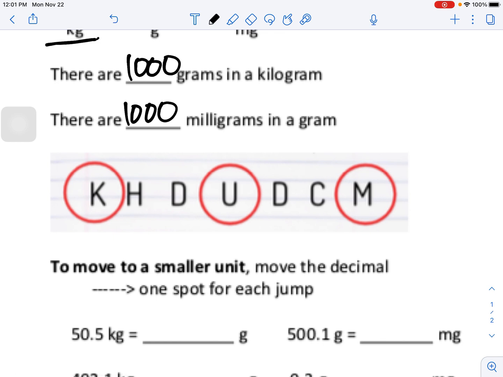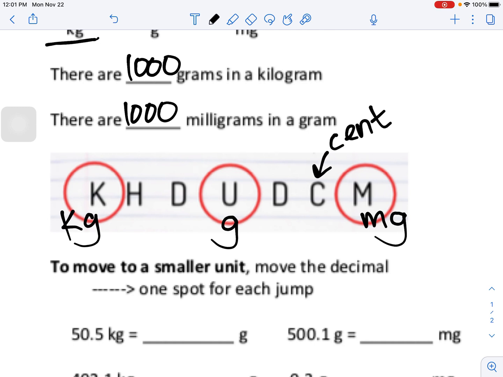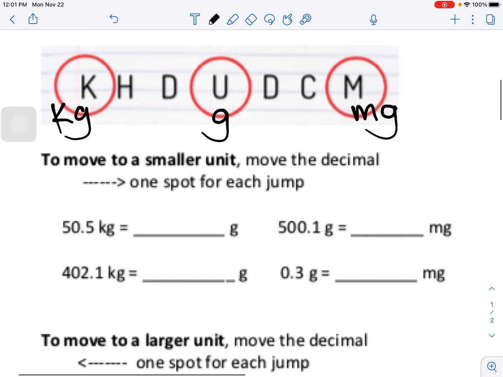In metric conversions, we have kilogram here, we have gram here, and we have milligram way down here. This one is centi, and we'll talk about that when we get to length next, but right now we're just going to skip it. So we're going to be converting back and forth in between here. A kilogram is 1,000 grams. This one is 50 and 5/10 kilograms. I want to know how many grams that is.